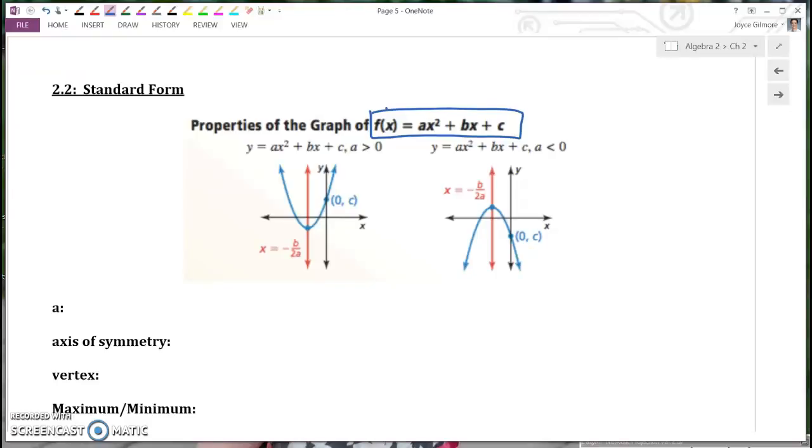The standard form of a quadratic equation is ax squared plus bx plus c. A is always the number in front of the x squared. B is always the number in front of the x, and c is always the number that doesn't have an x. If it was minus something times x, the subtraction sign would be attached to the b and it would be a negative value. These graphs look the same as quadratic equations graphed in vertex form.